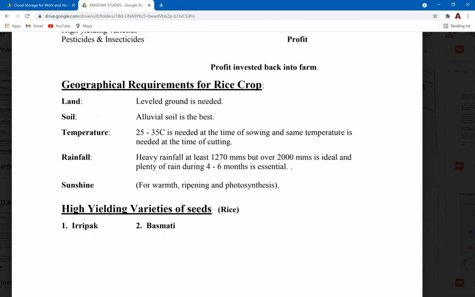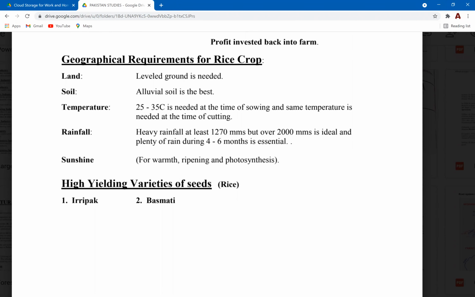Look at the geographical requirements. You need a level land, again, because of a lot of water, alluvium soil. Temperature at the time of sowing, it must be 25 to 35 because that is the summer season. And then harvesting, they haven't written the temperature for harvesting here, it must be around 10 to 20 for winters. Rainfall, heavy rainfall, because obviously you need more water. 2000 millimeters is ideal. Rainfall for 4 to 6 months is essential because rice takes 4 to 6 months to grow. So throughout that time, you need rainfall.